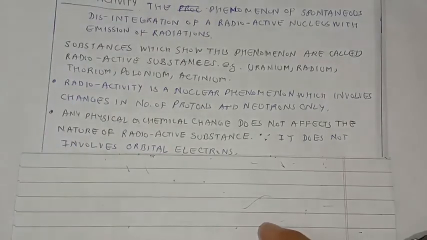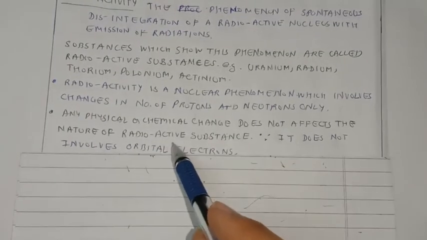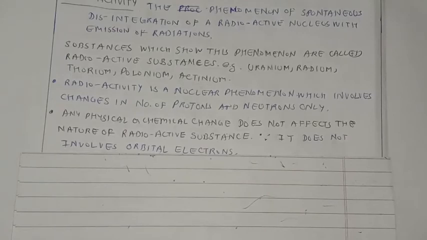Because of that, any physical or chemical change does not affect the nature of the radioactive substance. For example, in chemical reactions, the speed of a reaction can be increased or decreased by controlling physical conditions like temperature, pressure, or even by using a catalyst. But we cannot increase or decrease the rate of disintegration, the speed of the breaking of radioactive atoms inside a radioactive sample.